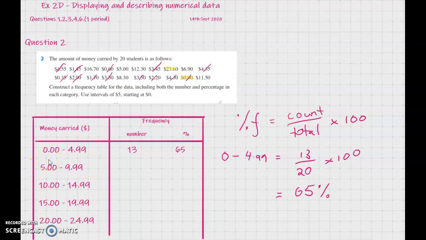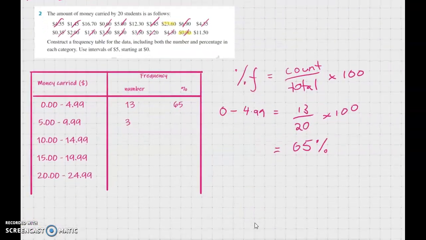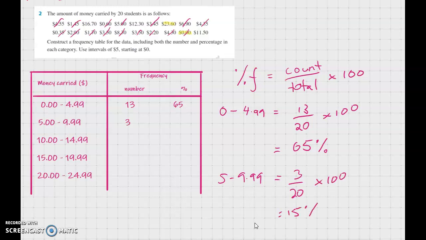$5 to $9.99, we've got 1, 2, 3, only 3 of those. And to figure out the percentage frequency, let's say $5 to $9.99, that's going to be 3 divided by 20 times 100, gets 15%. And so we write that over in frequency.